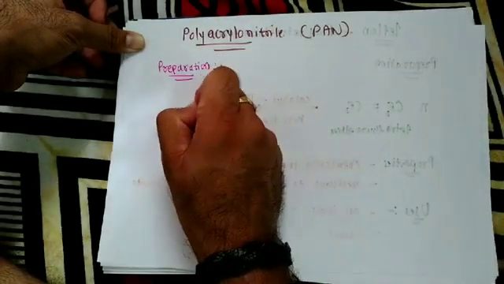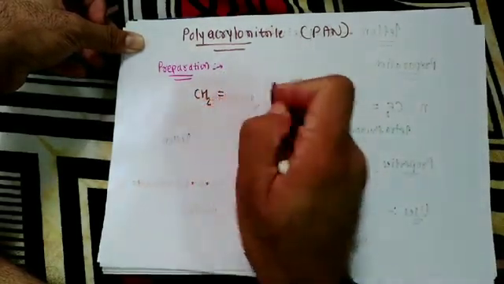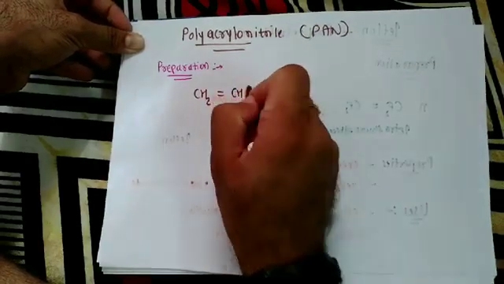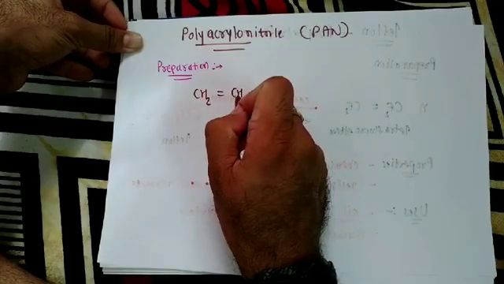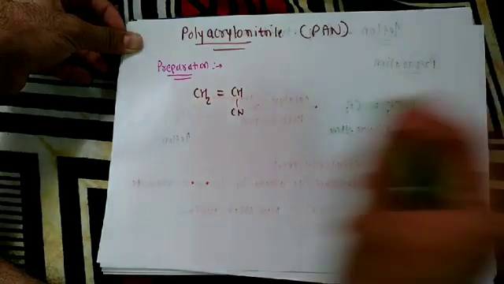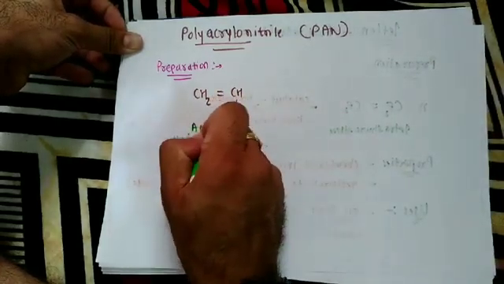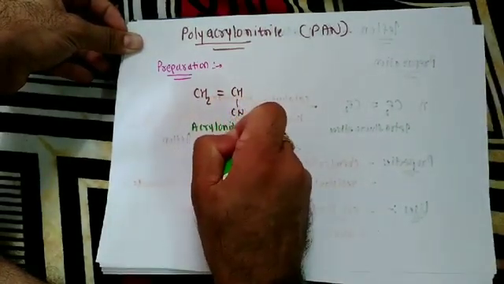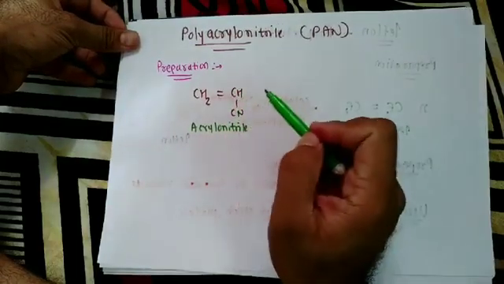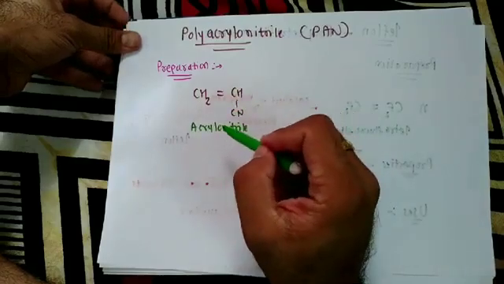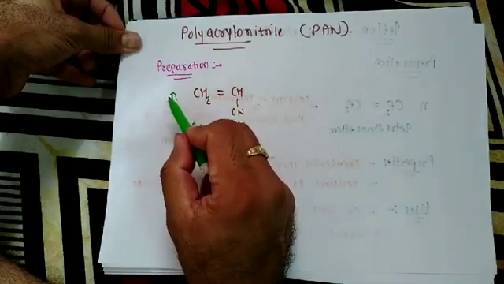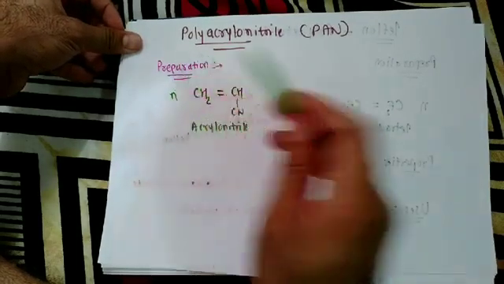Now what is acrylonitrile? Basically it is a derivative of ethene only. In ethene, if you substitute hydrogen by cyanide group, you can form acrylonitrile. So this is acrylonitrile. In ethene, hydrogen is substituted by cyanide group, so you will get acrylonitrile. So n numbers of acrylonitrile, n can be anything, 100, 200, 500, anything.